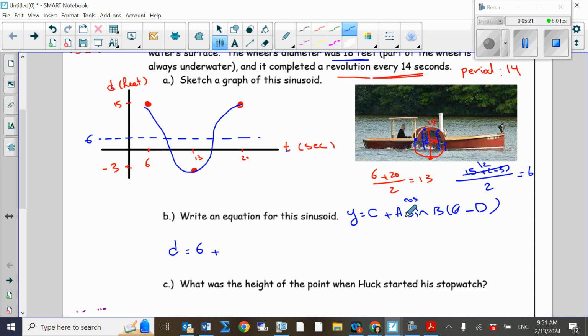Then we need to find a, which is the amplitude. Amplitude is the distance between the highest point and the midline. From 15 to 6, that's 9.